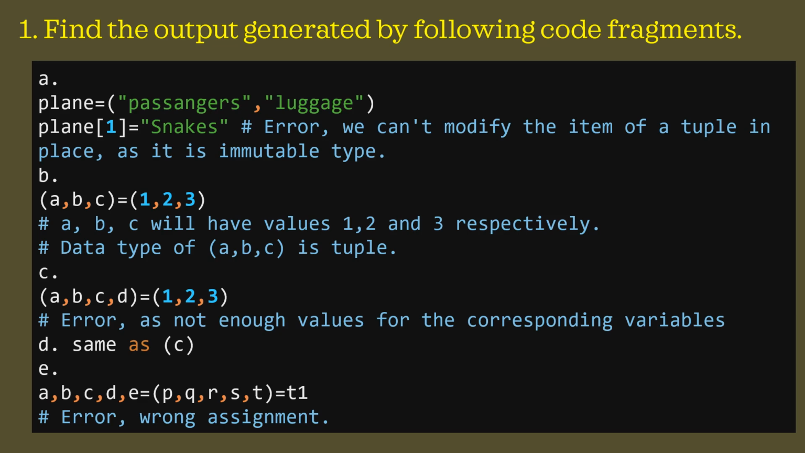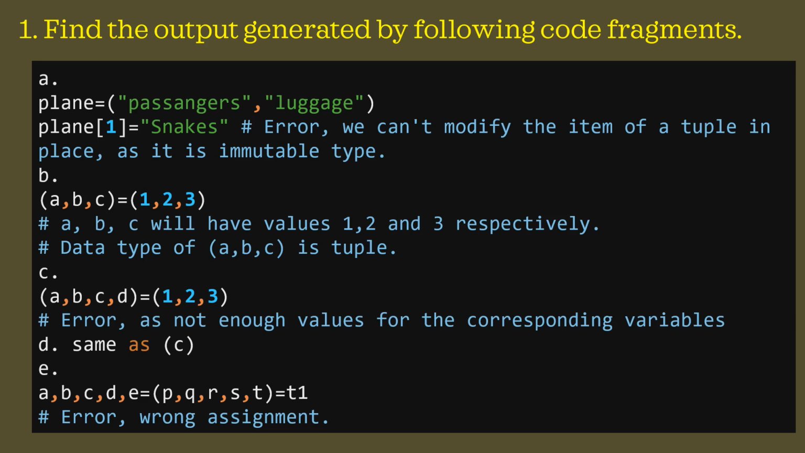Now a, b, c, d within parentheses are assigned with values 1, 2, 3 in the form of a tuple. Here the assignment is not possible. Why? Because on the left hand side there are four identifiers, but on the right hand side there are three values. So there are not enough values for the corresponding variables, and this is going to give you an error. Now question number D is the same as question number C, so this is also going to give an error.